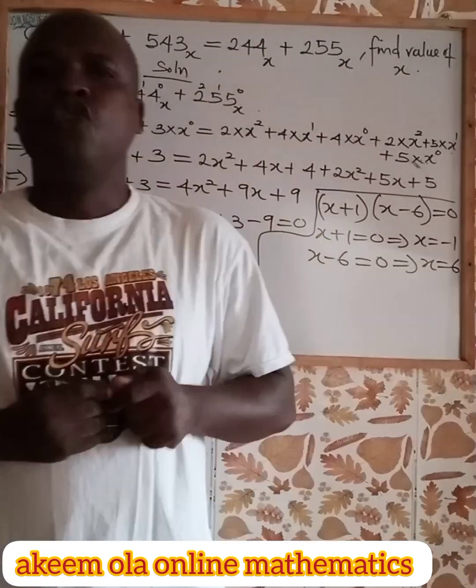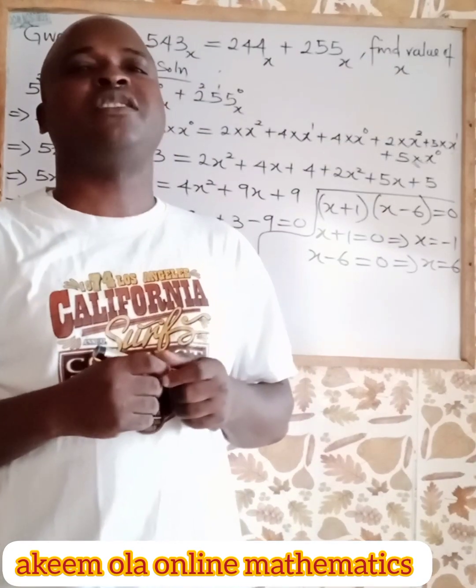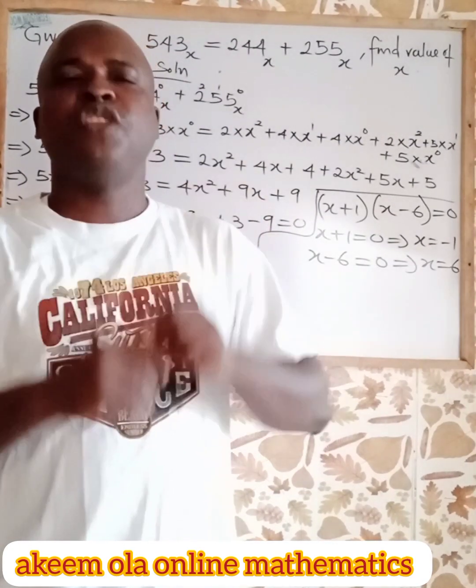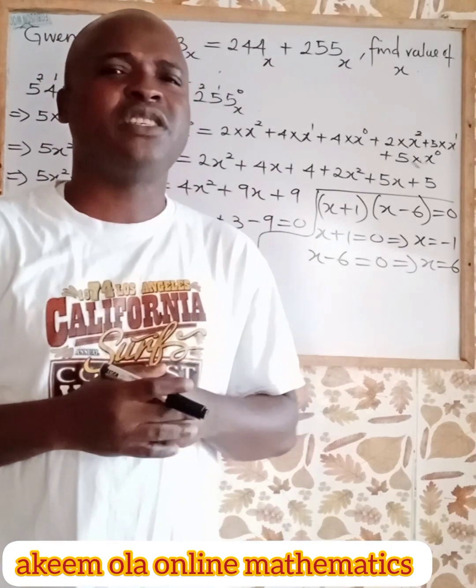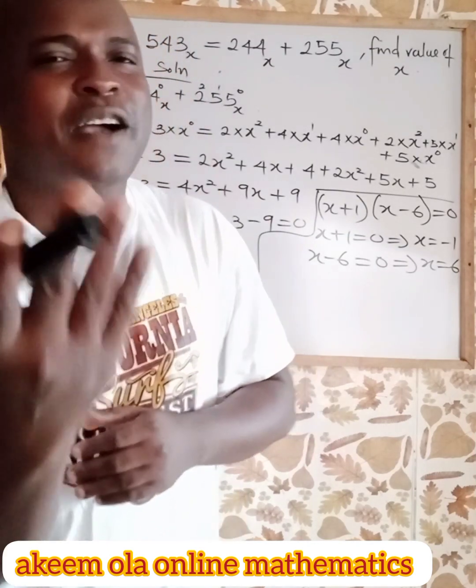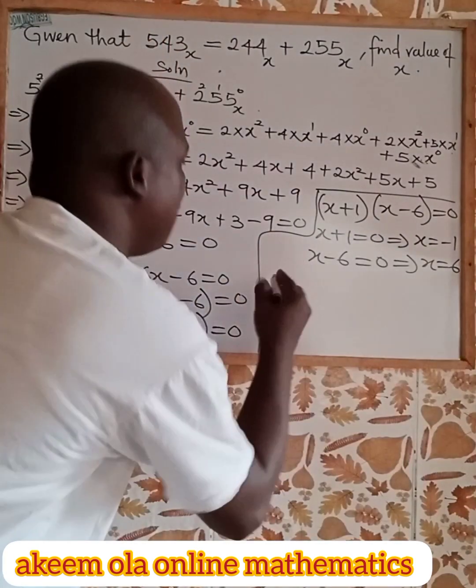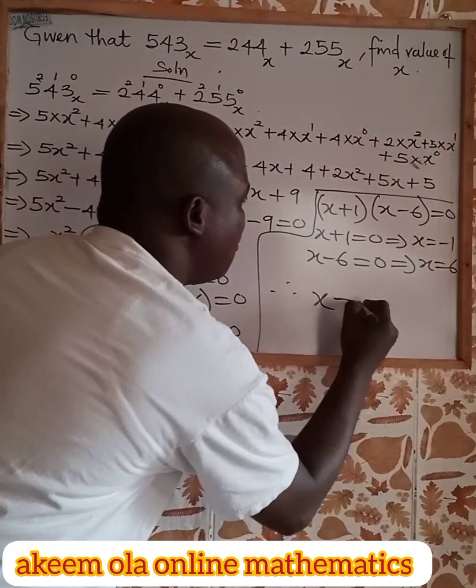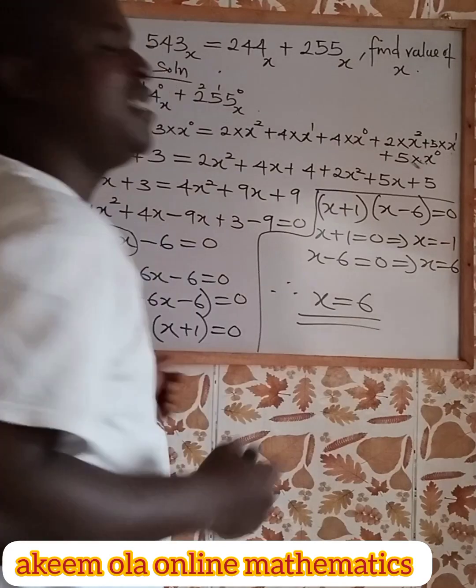But the base of a number is always positive. The base can never be negative. So therefore, our x will be equal to 6.